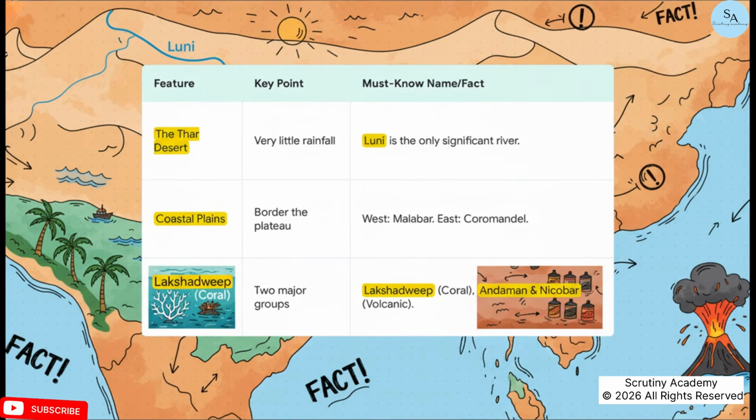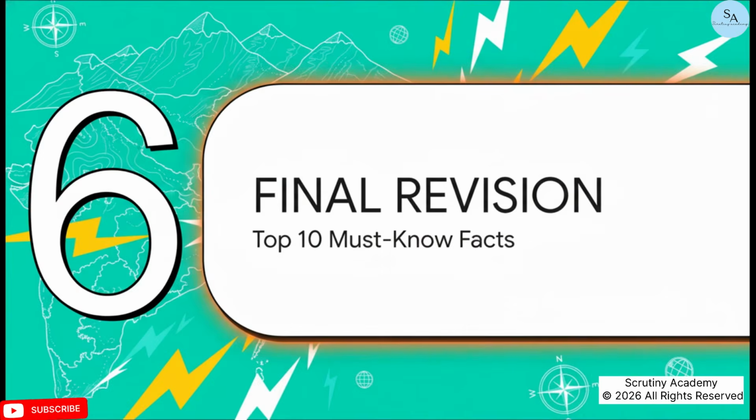For the coastal plains, you just need to know the names. The western coast has the Konkan and Malabar coasts, while the eastern coast is the Coromandel. And for the islands, the big difference is their origin. Lakshadweep is made of coral, while the Andaman and Nicobar Islands are volcanic. Got it?